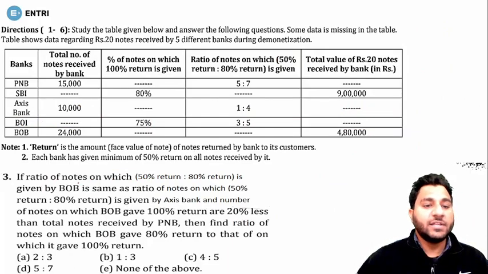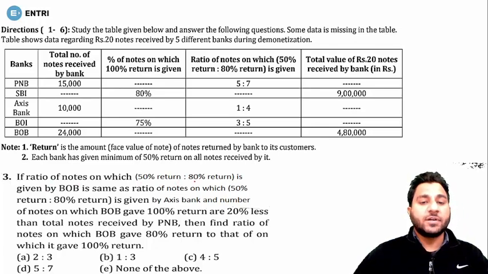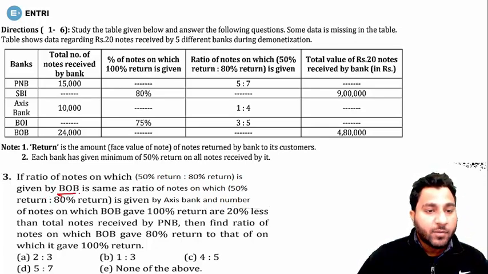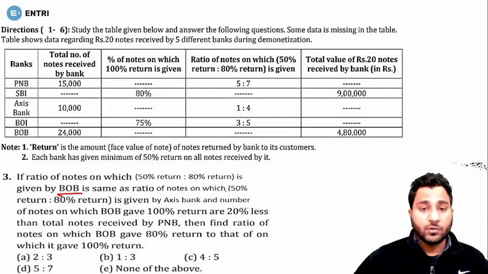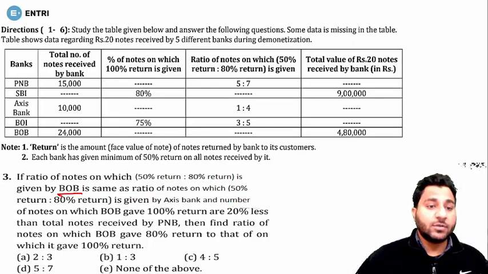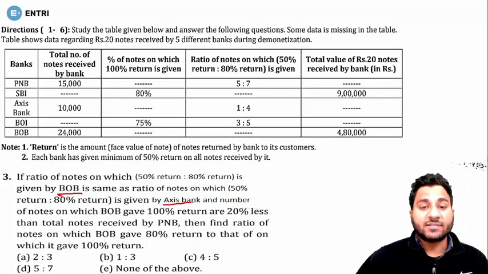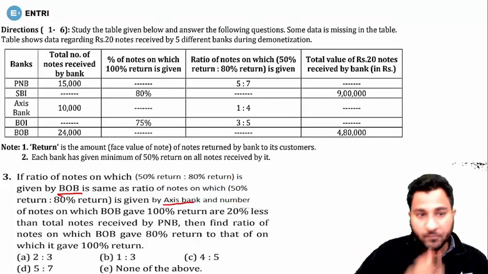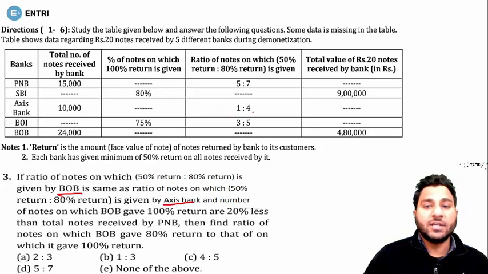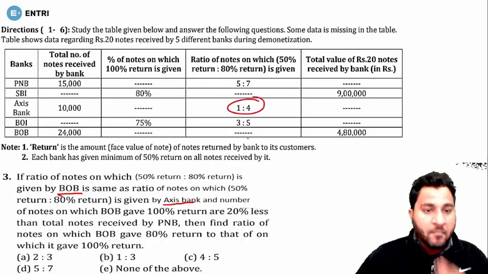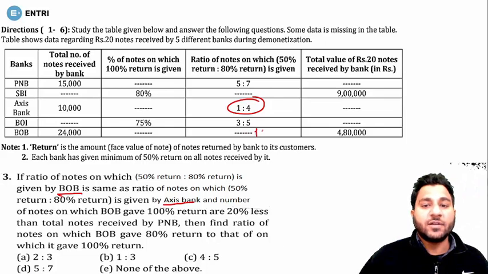If the ratio of notes on which 50% return is given by Bank of Baroda is the same as the ratio of notes on which 50% return to 80% return is given by Axis Bank. So which means the ratio of Bank of Baroda's 50% and 80% returns will be similar to Axis Bank. Okay, look at this, the data. So Axis Bank has 1:4, which means Bank of Baroda will also be 1:4.